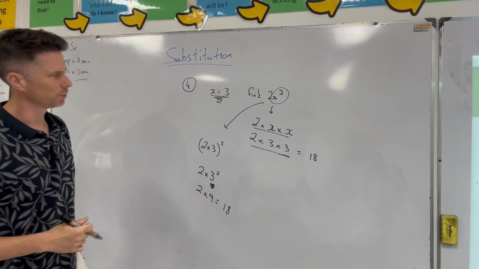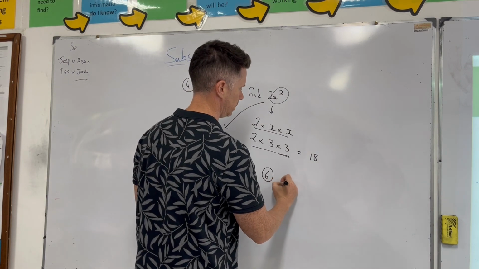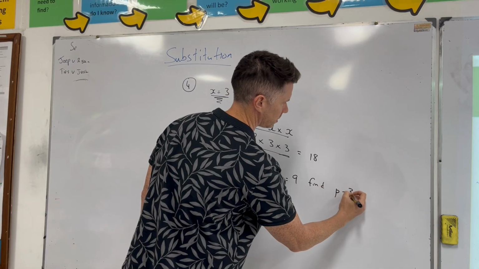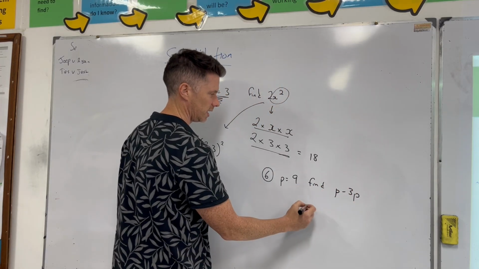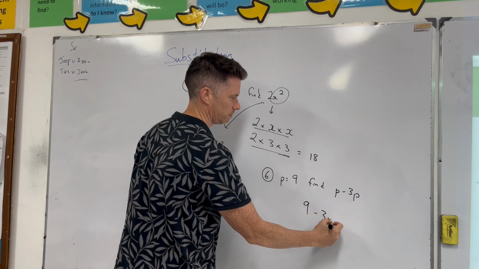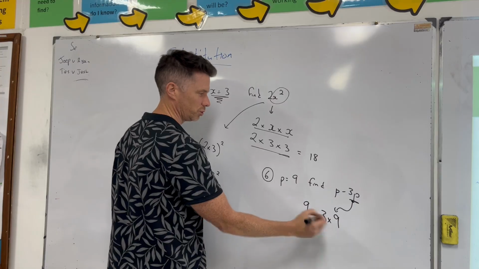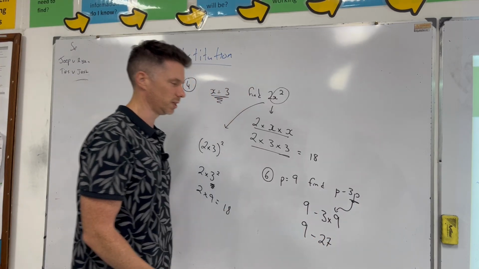All right, and the other one then just led to some negative numbers, I think. In 6, if p is 9, find p minus 3p. So this is 9 minus 3 times 9, I think. That's what 3p means. So don't change the order here. 9 minus 27. It's not 27 minus 9.